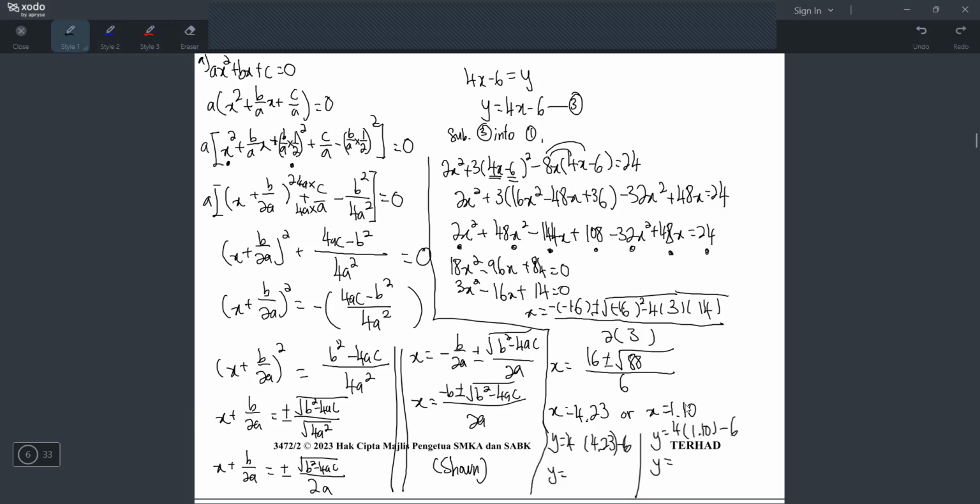4.23 minus 6. My calculator gives me 10.92, but I only write 10.9 because of 3 significant figures. The other one, 4 times 1.1 minus 6. My calculator gives me negative 1.6, but I should write negative 1.60 because of 3 significant figures. Remember, the 0 at the back, we actually count it as a significant figure when there is a decimal point in the whole value. So remember to write the 0 at the back.